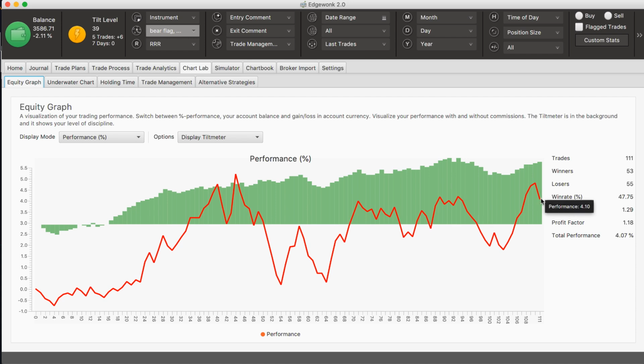You can see a performance of 4.07%. Compare that to the negative 2% in the beginning that we identified. And that's a huge difference. You go from losing to winning right away.